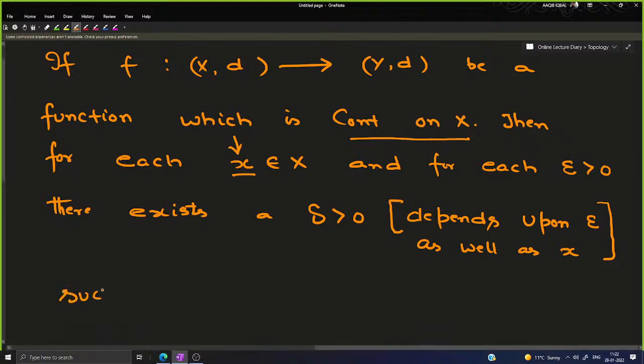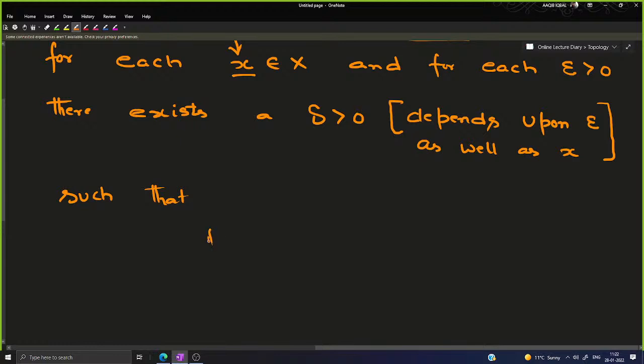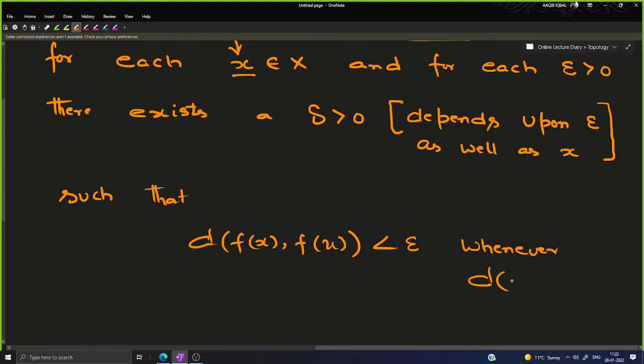such that the distance between f of x and f of u will be less than epsilon whenever the distance between x and u is less than delta, that means whenever u is delta close to x. Whenever u is delta close to x, its image is epsilon close to the image of x.